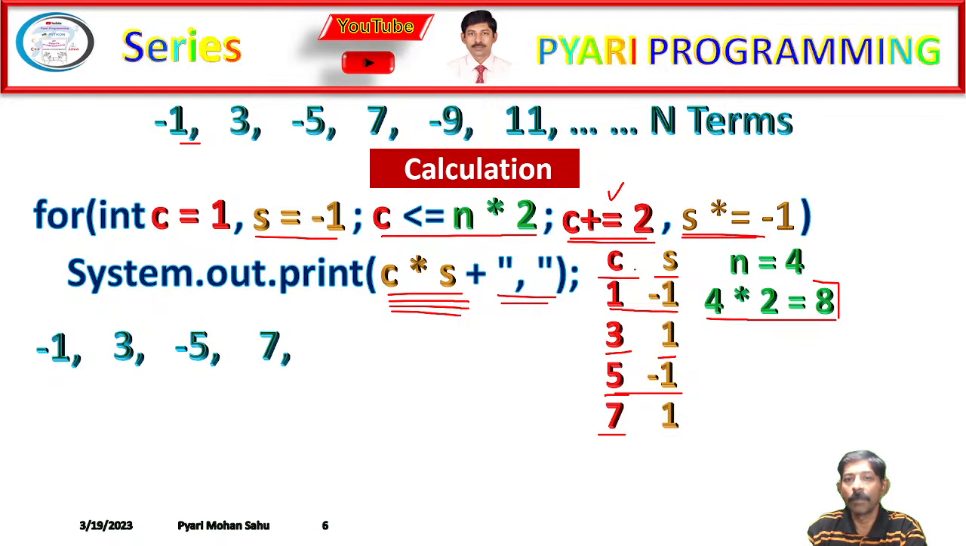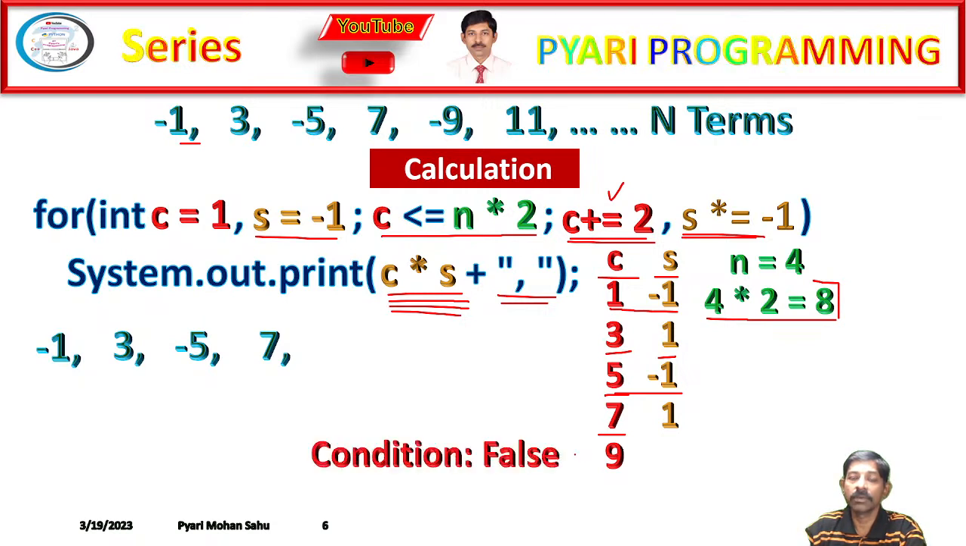After that updation makes it 9. 9 is less than equals to 8. It is false. Now it will stop. Let's check how many terms are there. First term, second term, third term, and fourth term. 9 value is 4. So we got 4 terms. Hope I am clear to everyone. Take your time to understand the dry run and the code.